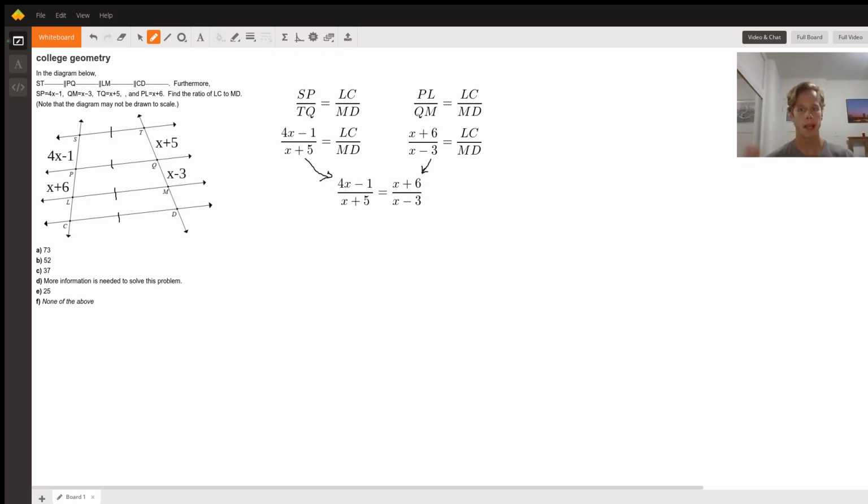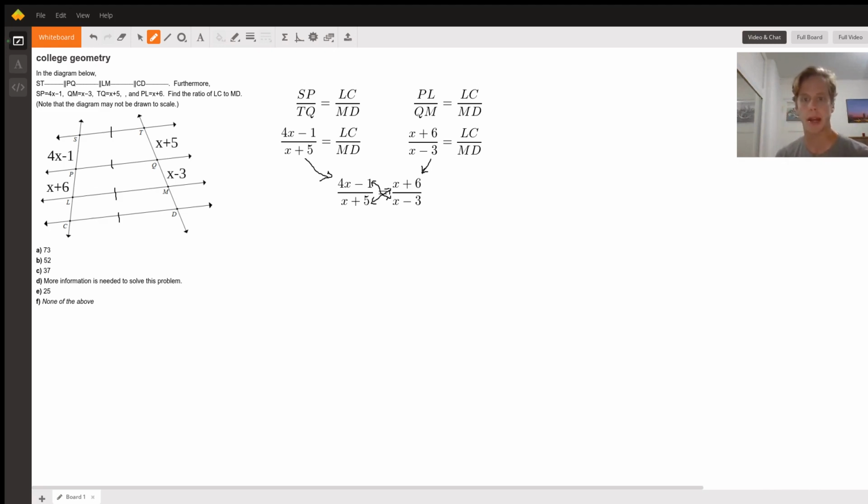So now I have these two proportions, these two ratios that are equal to one another. So how do we solve a proportion? Well, we cross multiply. All right, so I do x plus 5 times x plus 6 is equal to 4x minus 1 times x minus 3. All right, so I'm not going to go ahead and do that for you. I think you can do that for yourself, hopefully.